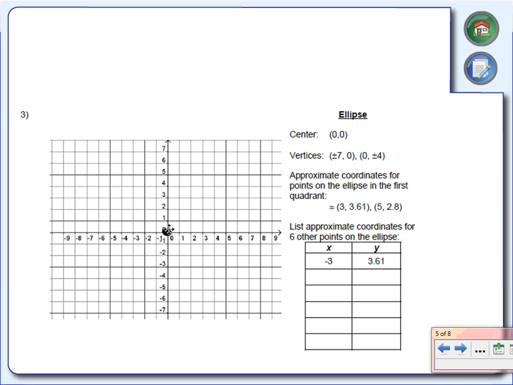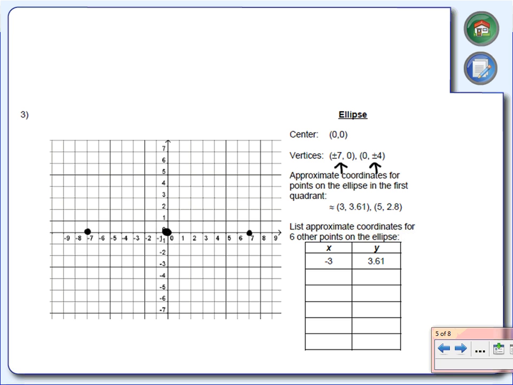They give me a couple of other things. They give me the vertices. Now there's 4 of them. I know it's kind of hard to see, but there are 4. Right here there's 2, and right here there's also 2. So the first ordered pair is positive 7, 0. So I'm going to put a dot at positive 7, 0, which is right over here. But they're also telling me that there's a negative 7, 0. So let's put a dot over here at negative 7, 0. So these are 2 vertices on my ellipse.